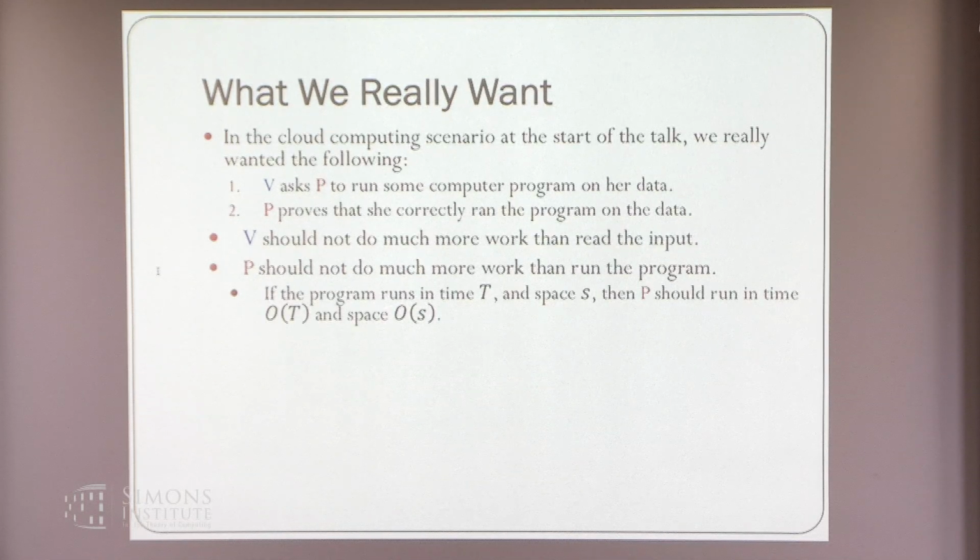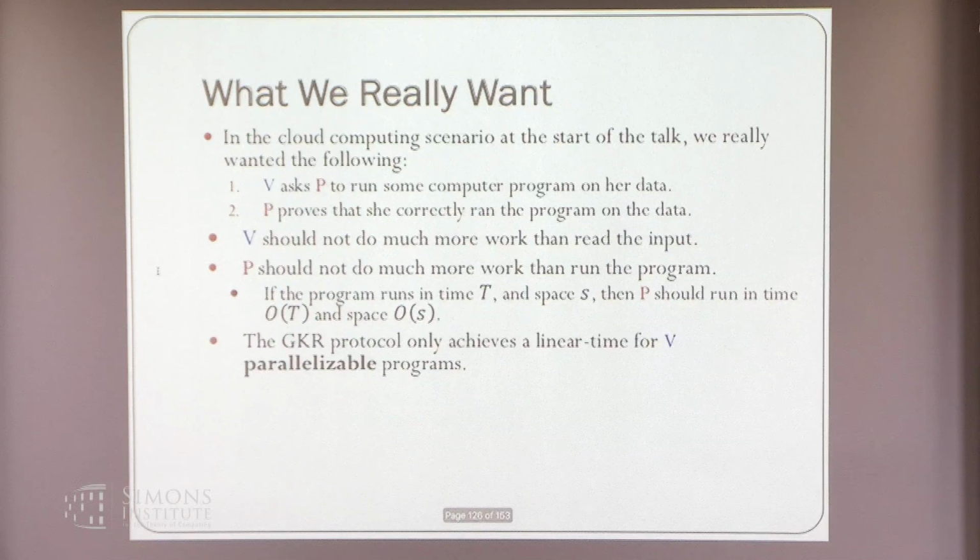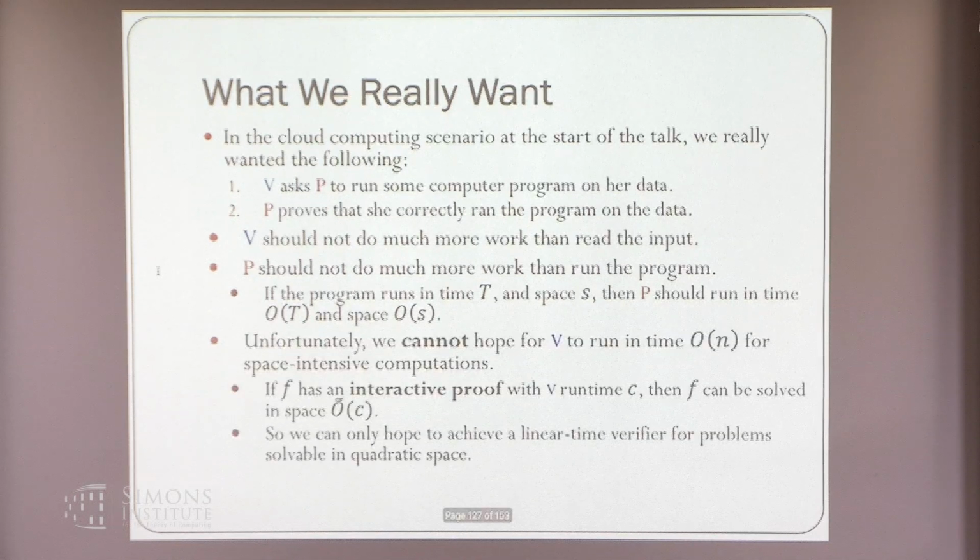So we really want that if the program runs in time t and space S, the prover runs in time as close to linear in t as possible and space as close to linear in S as possible. The GKR protocol comes close to achieving this, at least for parallelizable programs, but not in general. There's a very nice recent result that comes close to achieving the best we can hope to achieve, which is not this, unfortunately. For this, you actually need an argument system, which you'll hear about tomorrow.